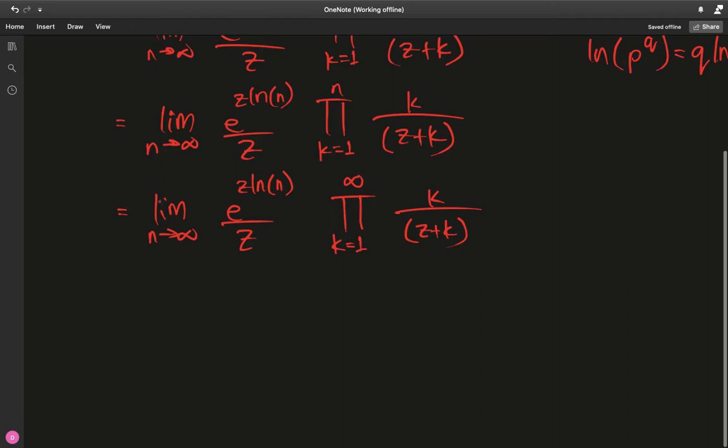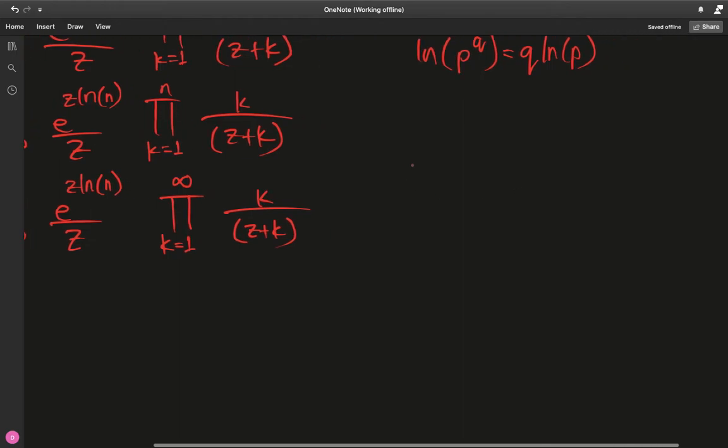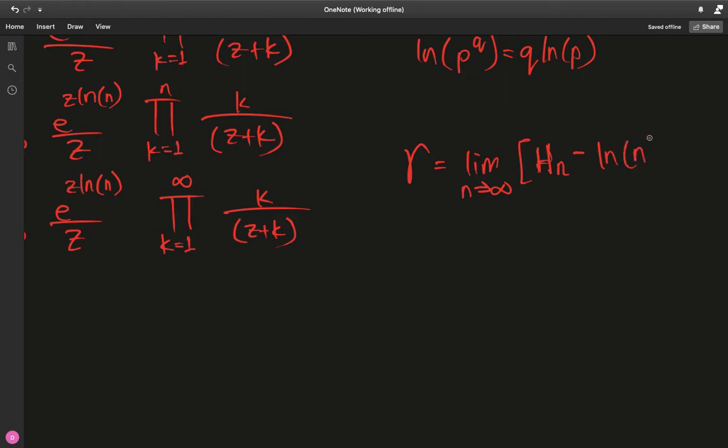So fair enough. Notice the first term that we have here. We have natural log of n as n goes to infinity. Doesn't it seem kind of familiar? I mean, what's the last quantity that you learned that had such kind of behavior? The limit as n goes to infinity of natural log of n. So recall that the Euler-Mascheroni constant was defined as the limit as n goes to infinity of the nth harmonic number minus natural log of n.